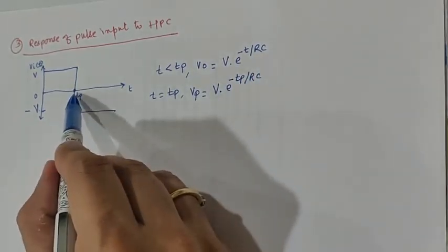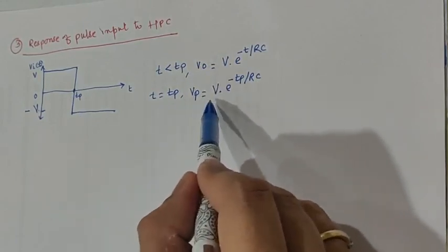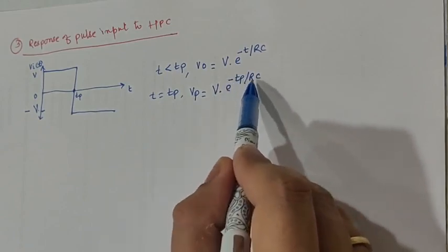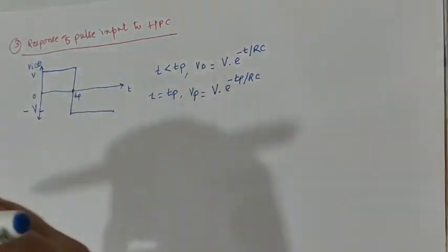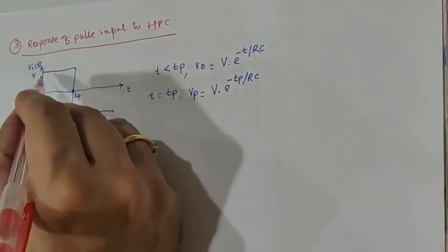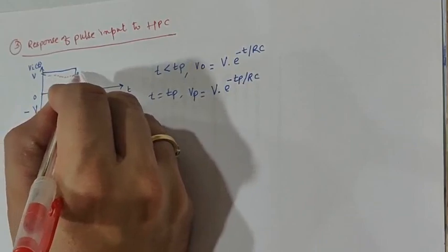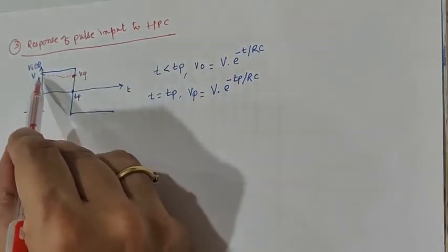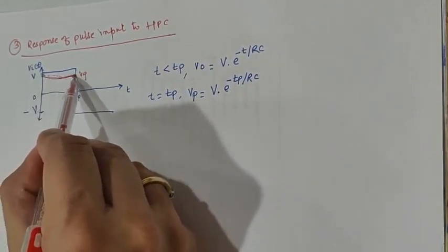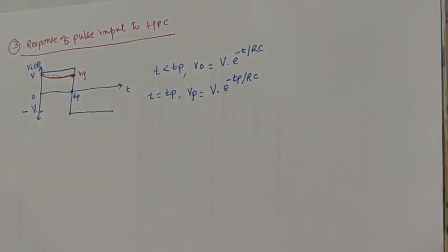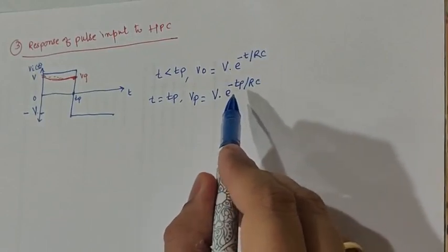So the output at t equal to tp will be Vp rather than V0, because the time period is tp, and it will be V into e to the power minus tp by RC. Somewhat like this. I will just draw it roughly. You can consider that it will start from V and then reach a certain point called Vp. So the decay will be from V to Vp at tp. I am sketching the output waveform with a red color. Now what is the value of Vp? The value of Vp we have already defined. It is V into e to the power minus tp by RC.